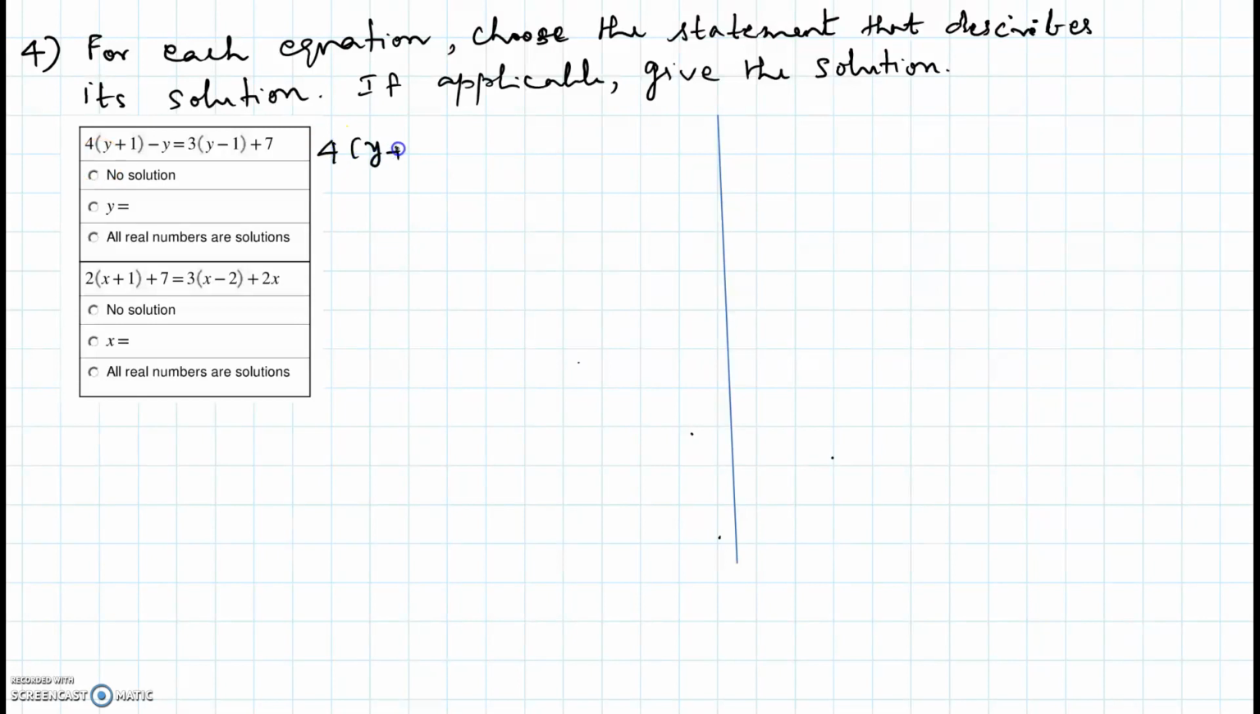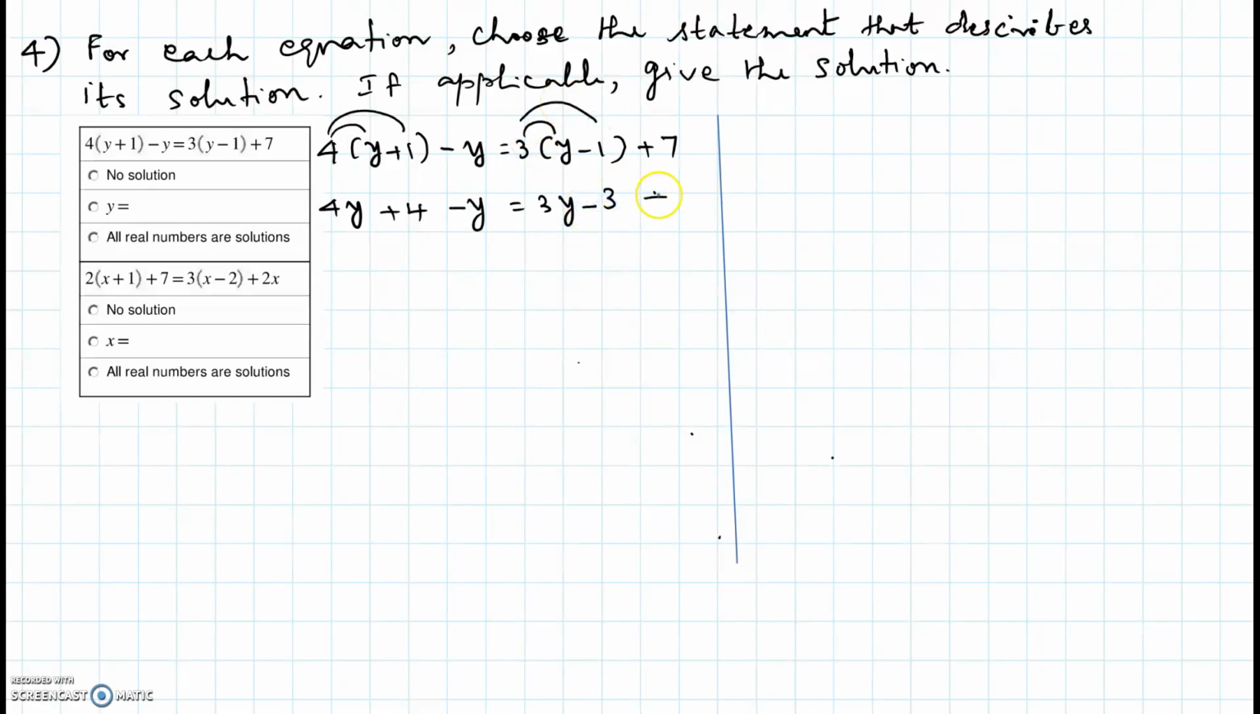4 times (y plus 1) minus y equal to 3 times (y minus 1) plus 7. We'll first distribute the 4. So 4y plus 4 minus y equal to 3y minus 3 plus 7. Combine the like terms. So 4y minus y, which is 3y, plus 4 equal to 3y minus 3 plus 7, which would be a 4. So you get 3y plus 4 equal to 3y plus 4, which is a true statement.